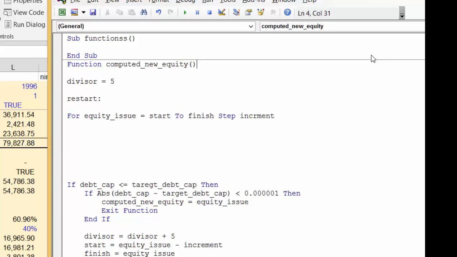And then we put the target debt to capital here. Okay, so it's kind of this system where you start at the end and then you keep going backwards.